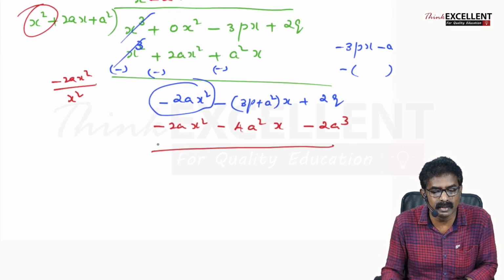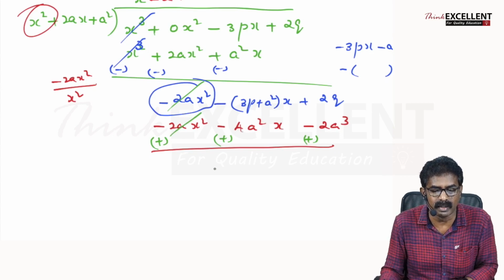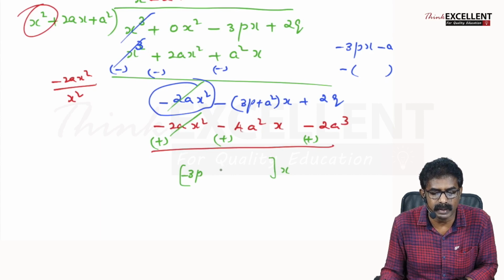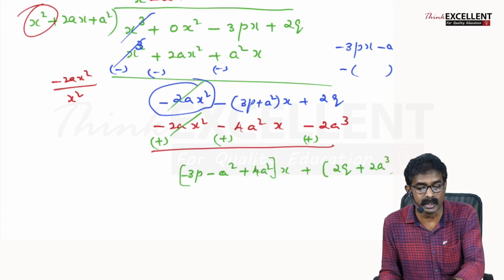Now the next step, you find the remainder. So change the sign: the minus becomes plus, and this minus becomes plus, and this minus becomes plus. The first term gets cancelled. Now listen very carefully, see what you have, I'm going to write. x alone I'm taking outside. So minus 3p minus a square. You can take it like that. And here, after changing the sign, it is plus 4a square. And the last one, 2q plus 2a cube, we change the sign. So this is the remainder you are getting.